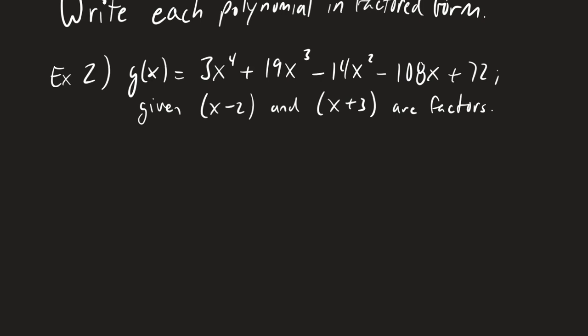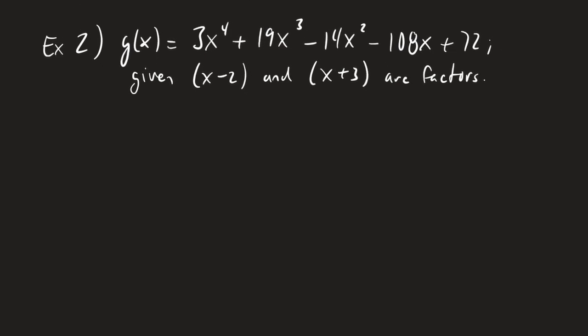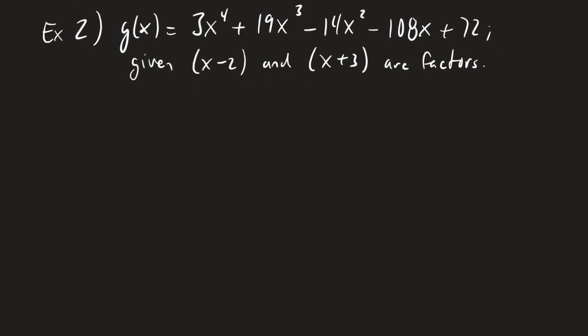All right, so similar problem here. We've got 3x to the fourth plus 19x cubed minus 14x squared minus 108x plus 72. And we're given that these two things are factors. I'm going to write the whole thing in factored form again. So I'm going to do it the same way. We're just going to get rid of those factors individually, just like we did in class, get rid of one, then get rid of the other. It doesn't matter which one you do first.